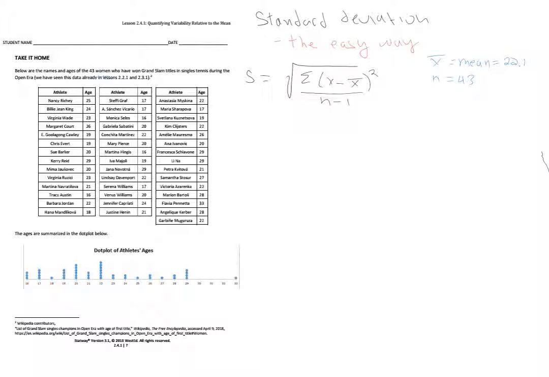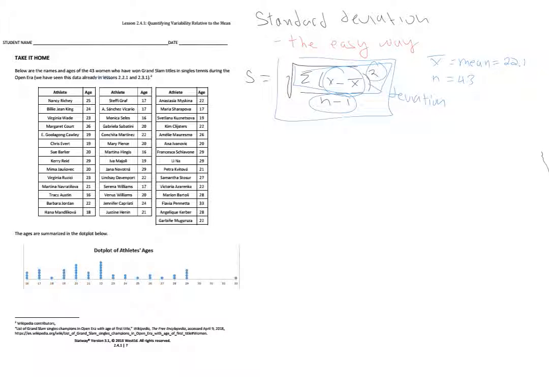Really, the standard deviation can be divided into a few parts. First, for each data value, we have to find the deviation from the mean, the data value minus the mean. Then we square the deviation, and then we sum them all up. Then we divide by the number of data values minus 1, and finally we take the square root of all of that.